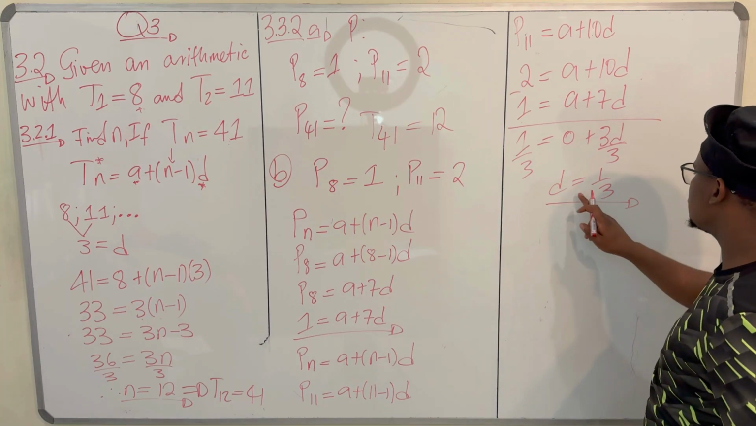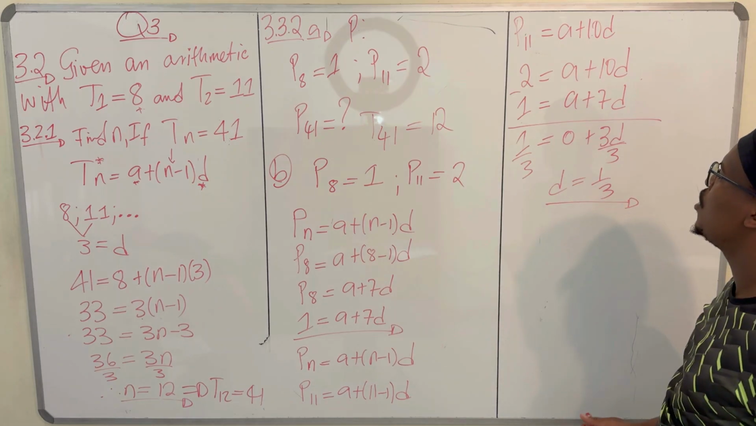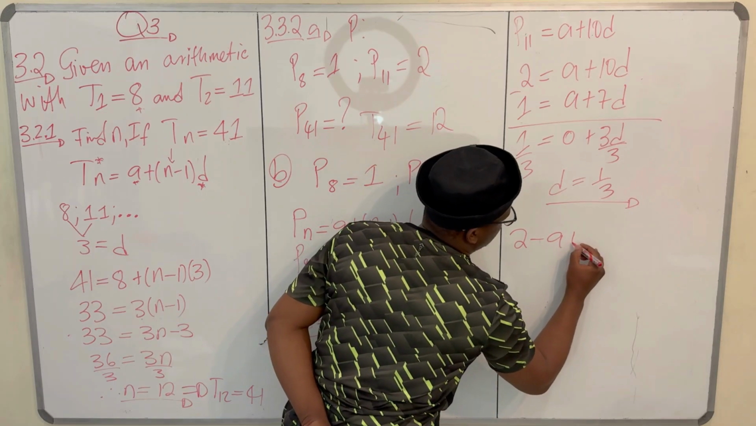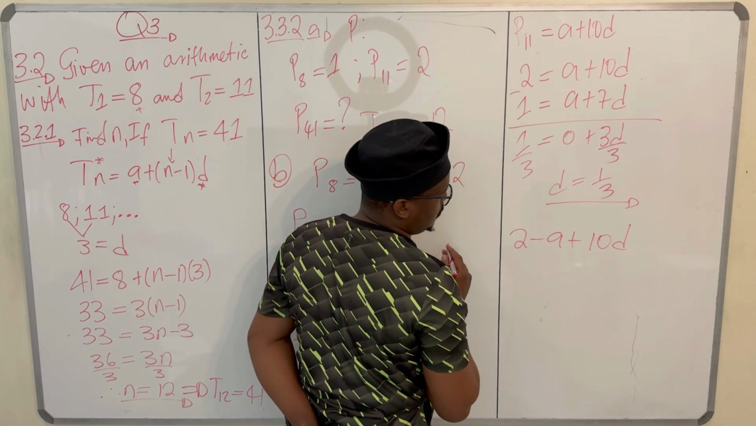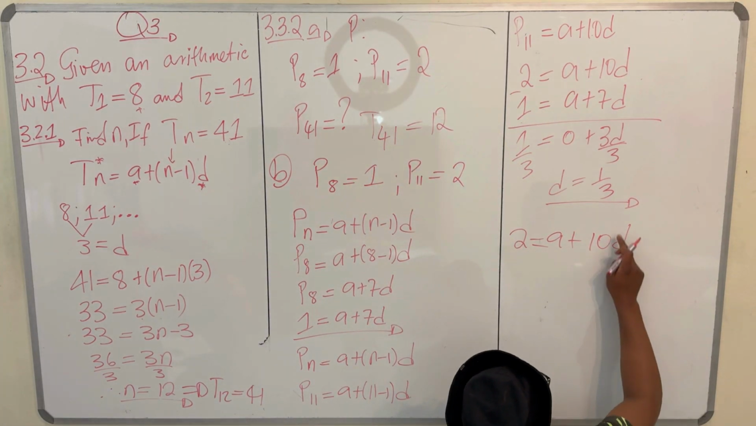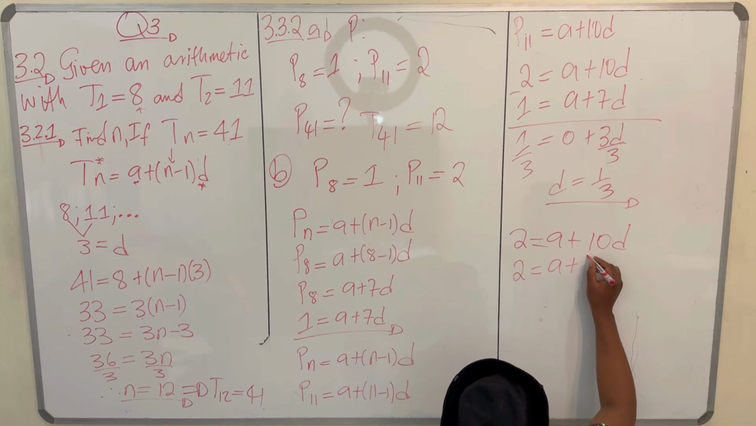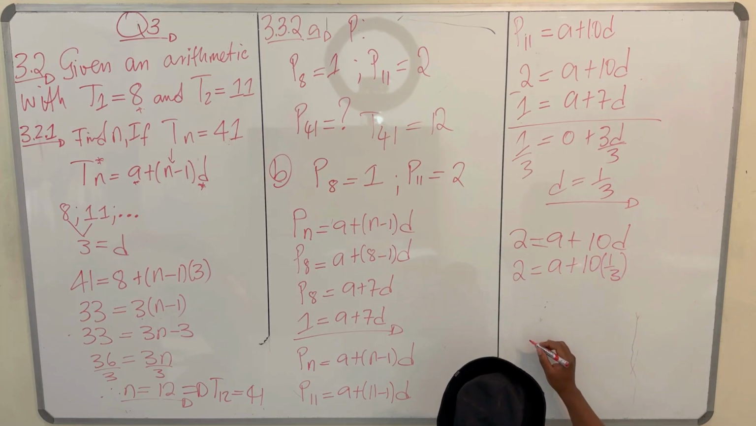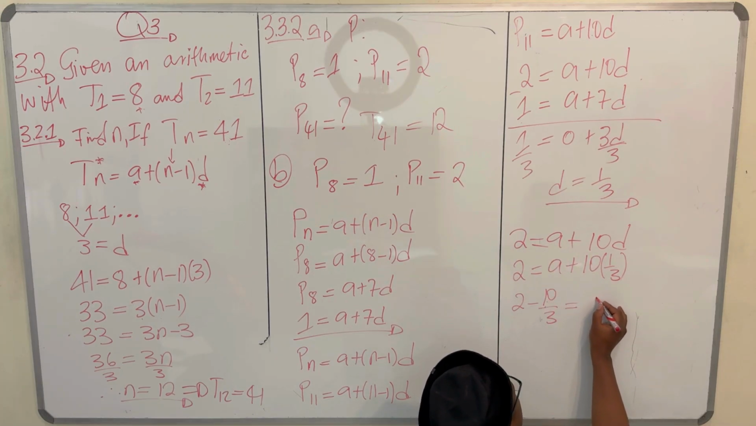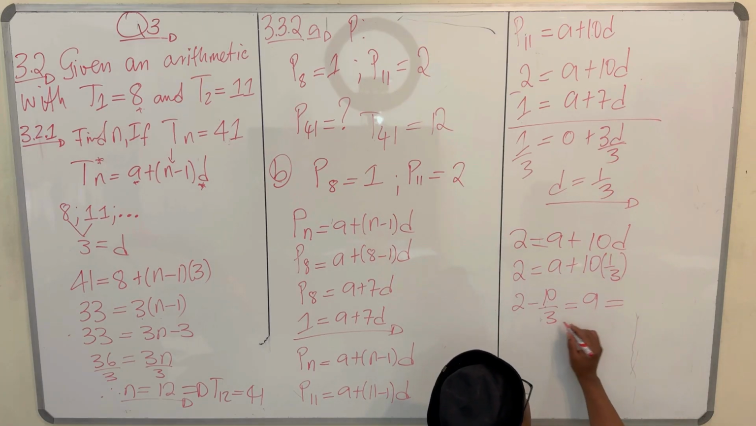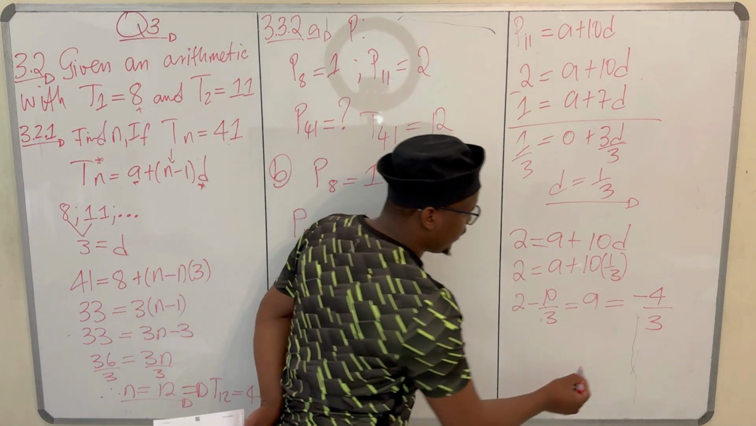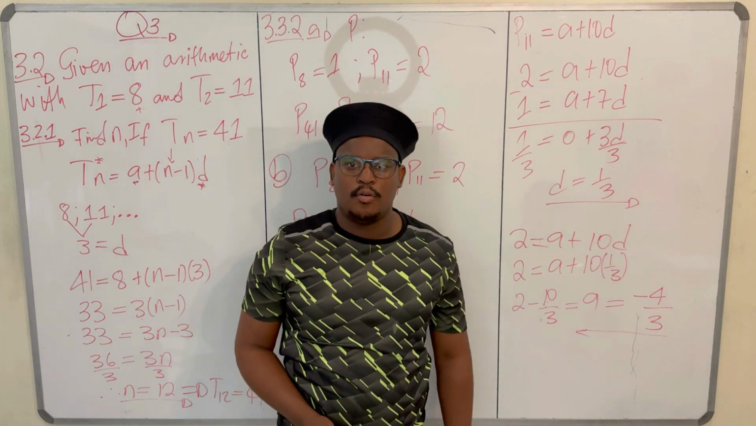So here's your D. Once finding D, you can find A using the first or second equation, whichever you like. I'll take the one with 2 is equal to A plus 10D. We know D is 1 over 3. So 2 is equal to A plus 10 times 1 over 3. You transpose this to the other side, so 2 minus 10 over 3 is equal to A. And this is equal to minus 4 over 3. So the value of A is equal to minus 4 over 3.